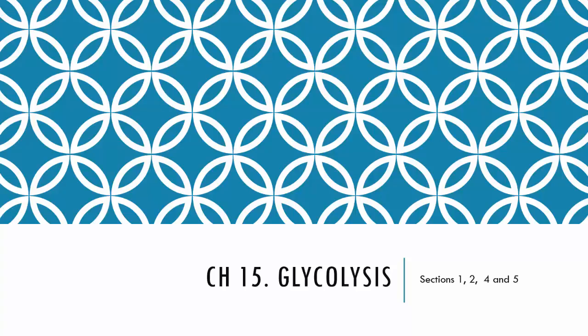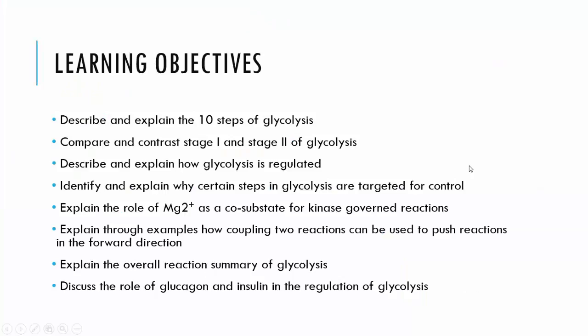In this lecture, we are covering glycolysis, which is covered in Chapter 15, Sections 1, 2, and 4 of Voet and Pratt. Specifically, we are focusing on the steps in the glycolytic pathway and the enzymes involved, and how this pathway is regulated by controlling these enzymes. Here are the learning objectives or outcomes for this content.